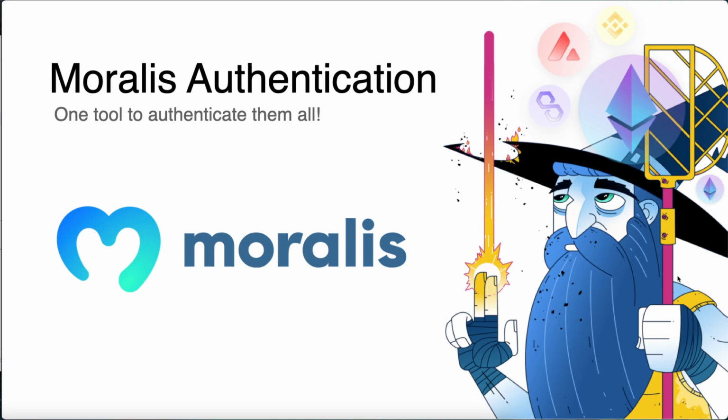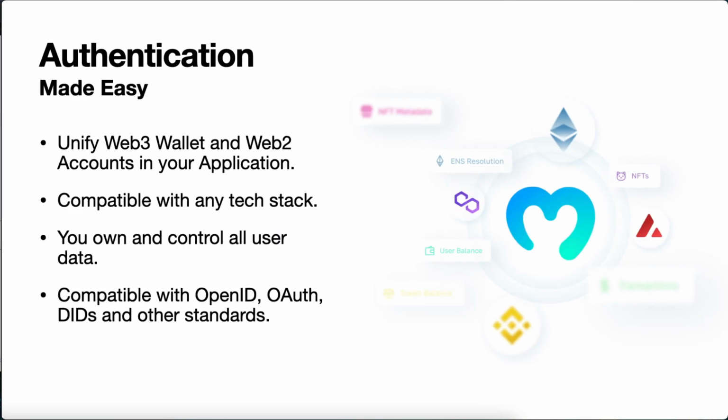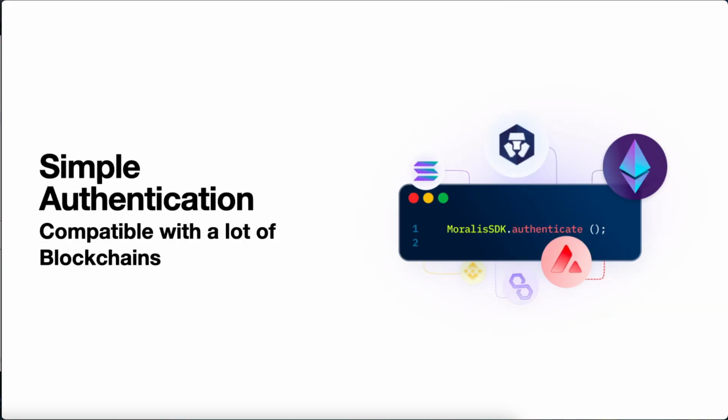So Moralis authentication, one tool to authenticate them all. Basically, Moralis authentication is authentication made easy, because you can unify both Web3 wallets and Web2 accounts in the same application. It's compatible with any tech stack. You can own and control all your users' data, and it is compatible with OpenID, OAuth, DIDs, and other standards. So basically, Moralis authentication is simple authentication compatible with a lot of blockchains and with just a small portion of code. The way it works is really easy.